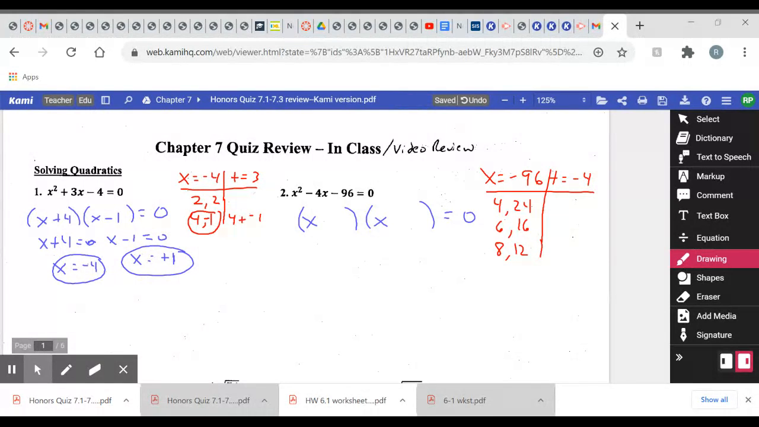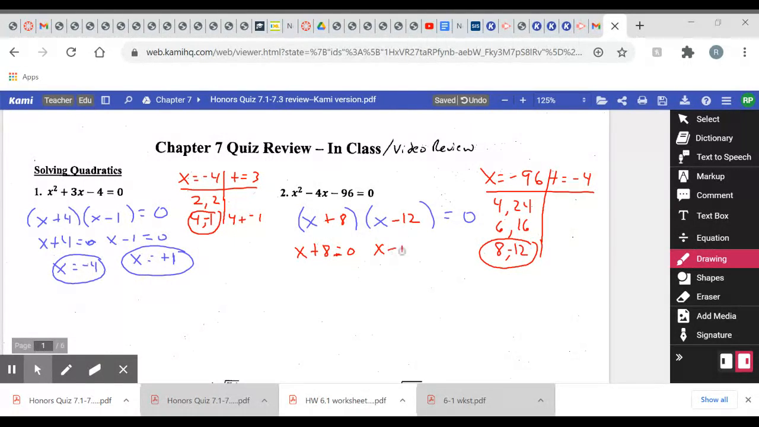So then I need to think about the signs. And again, the 12 ends up being negative, because 8 times -12 is -96. And 8 plus -12 gives me -4. So those are the magic numbers. So I'm going to fill in here +8, -12. So I factored it. Now I need to solve it. X plus 8 is equal to 0.